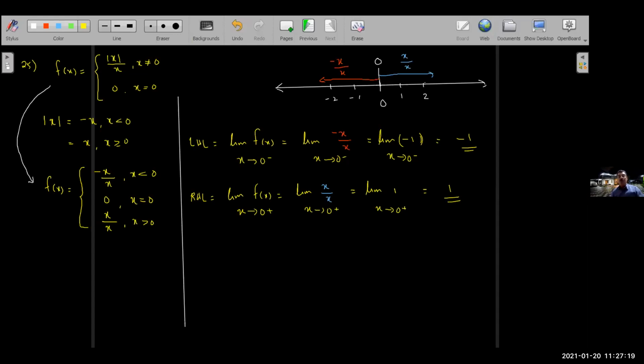What can we conclude? LHL not equal to RHL, which implies limit does not exist. Completed?